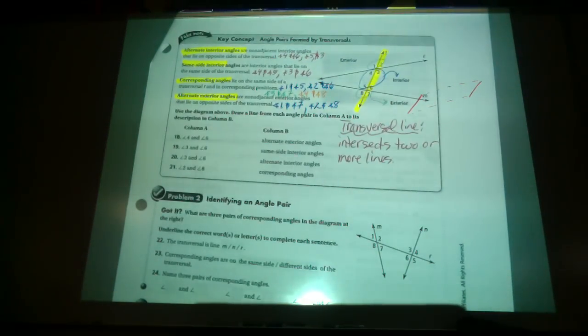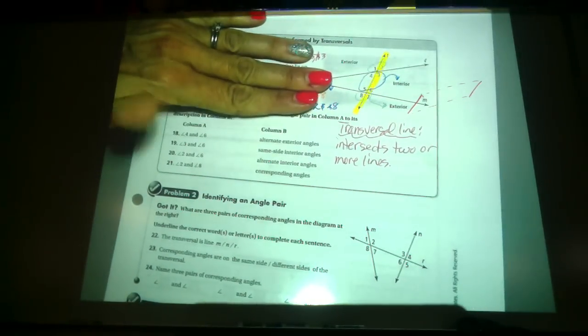So without looking above at what we wrote, match those. Without looking above, so I'd cover this part up if I were you, as you're doing it.